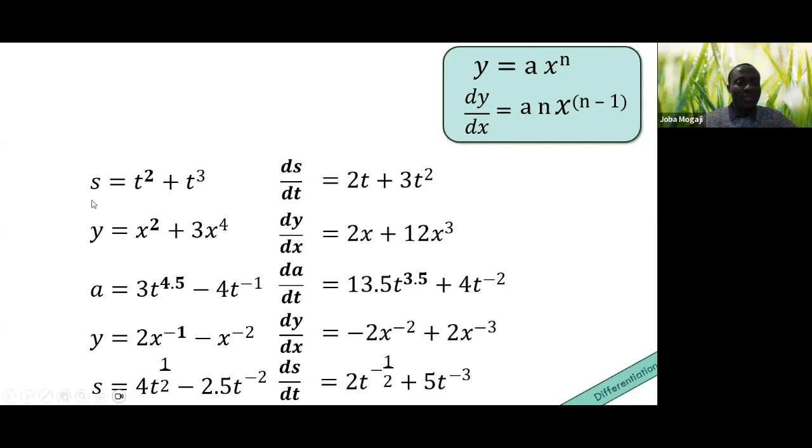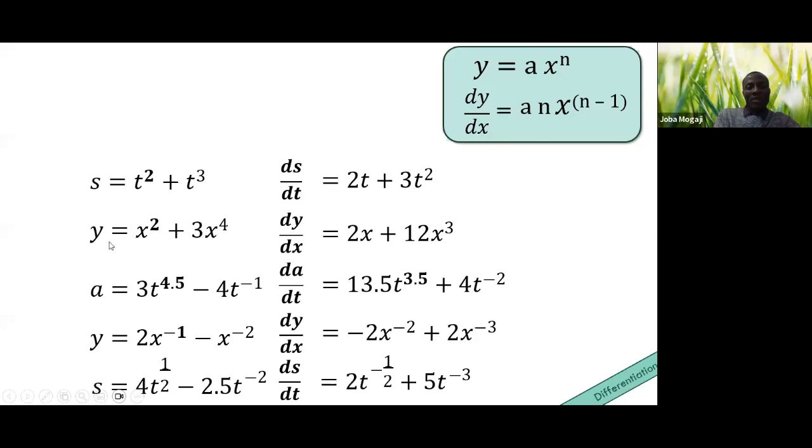So what we have is ds/dt equals, these two will come to this side. So I have 2t, 2 minus 1 will give me 1. So that is 2t plus, then this one, 3 will come to this side. I have 3 minus 1, that will give me 2 here. So I have 3t squared. So meaning that if I have s equals t squared plus t raised to the power of 3, ds/dt equals 2t plus 3t squared.